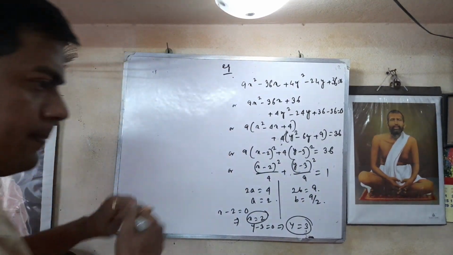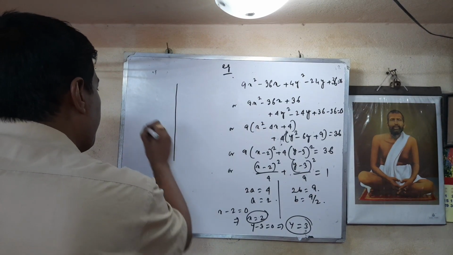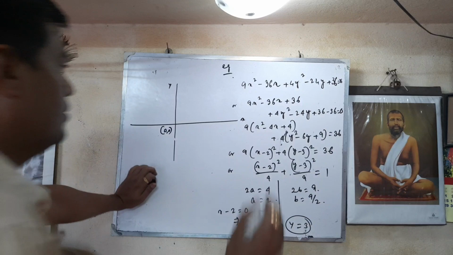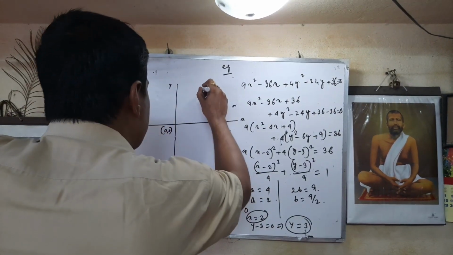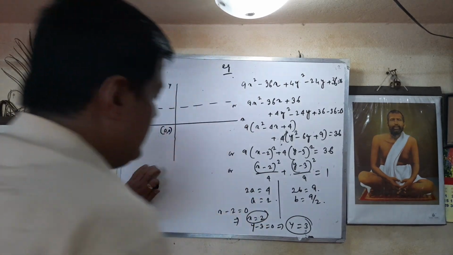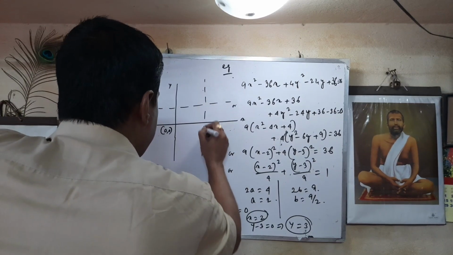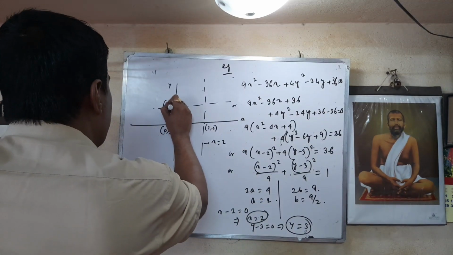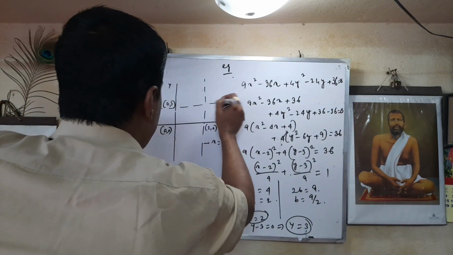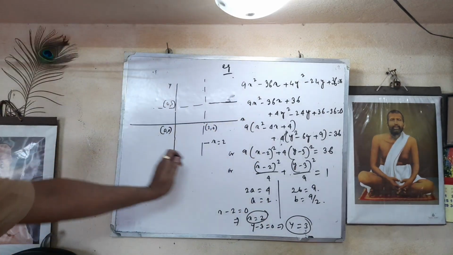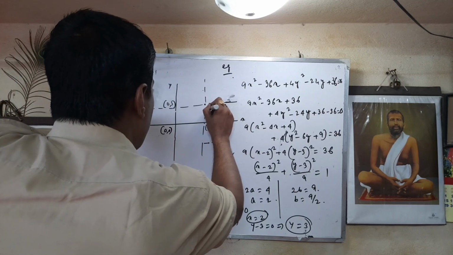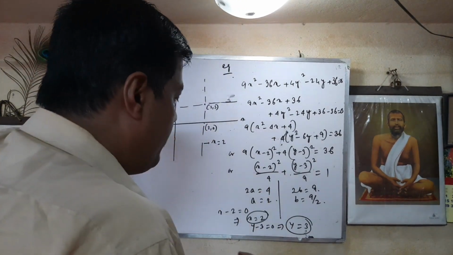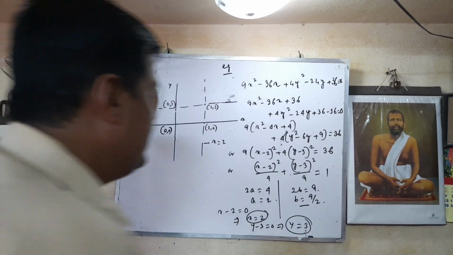So how to draw? Let this be x, this be y, this is our origin (0, 0). Now this is the axis x equal to 2, and this is another axis. This point is (2, 0), so this line is x equal to 2, and this is (0, 3), so this line is y equals 3, parallel to the x axis. Now the center of the ellipse is at (2, 3). These are the new axes of the ellipse.